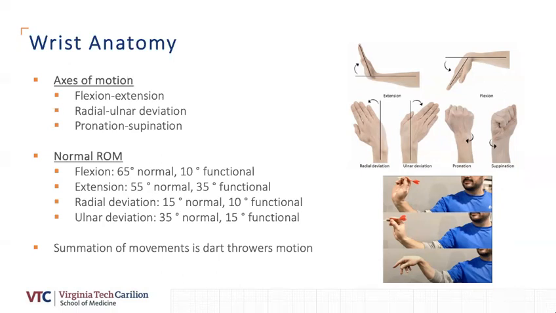And then radial deviation, 15 degrees is normal. Again, you only need about 10 degrees to be functional. And for ulnar deviation, 35 degrees is normal and 15 degrees is needed to be functional. So ulnar deviation a little bit more important. And really, you're never doing those motions alone. So the summation of those motions is known as the dart thrower's motion, which is where you'll have radial deviation extension to ulnar deviation with a little bit of flexion.